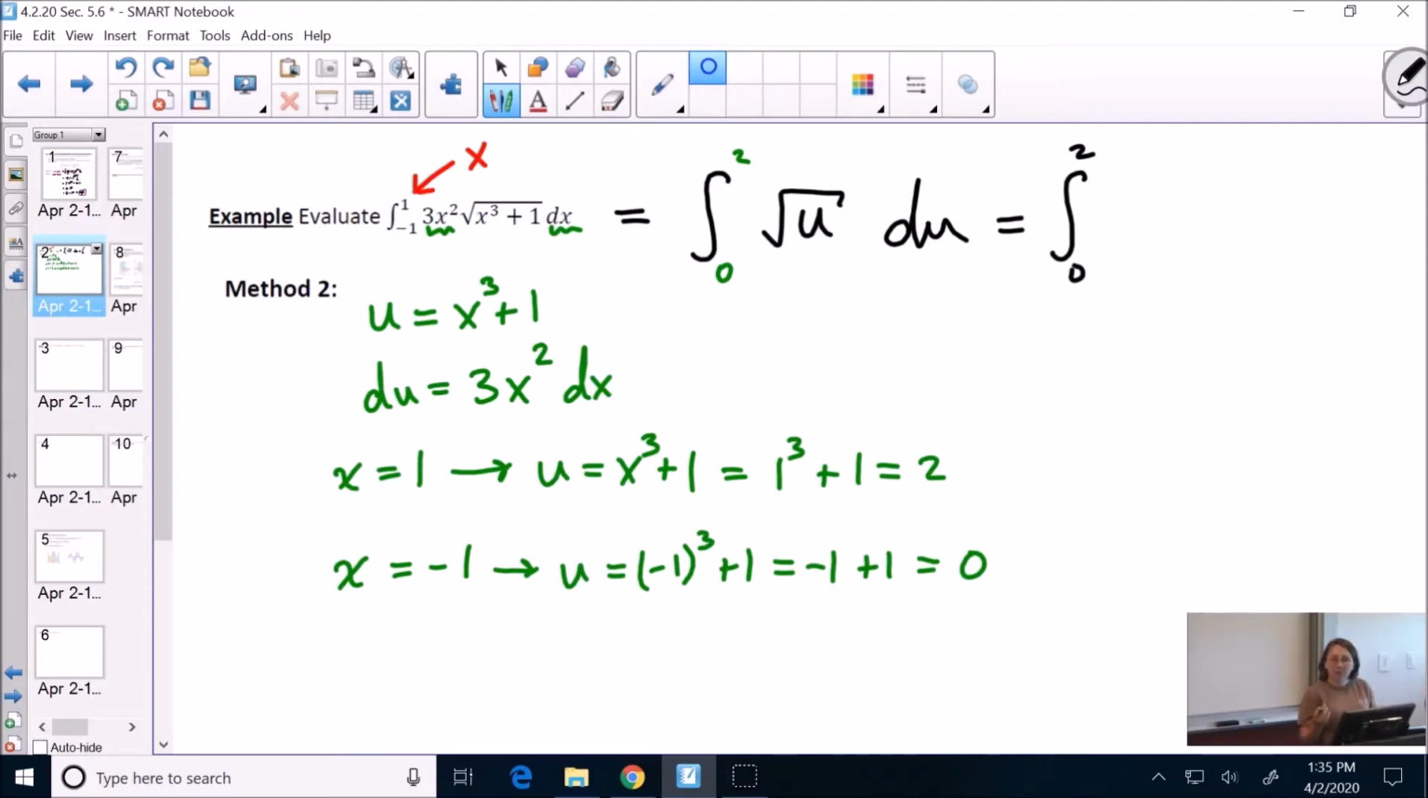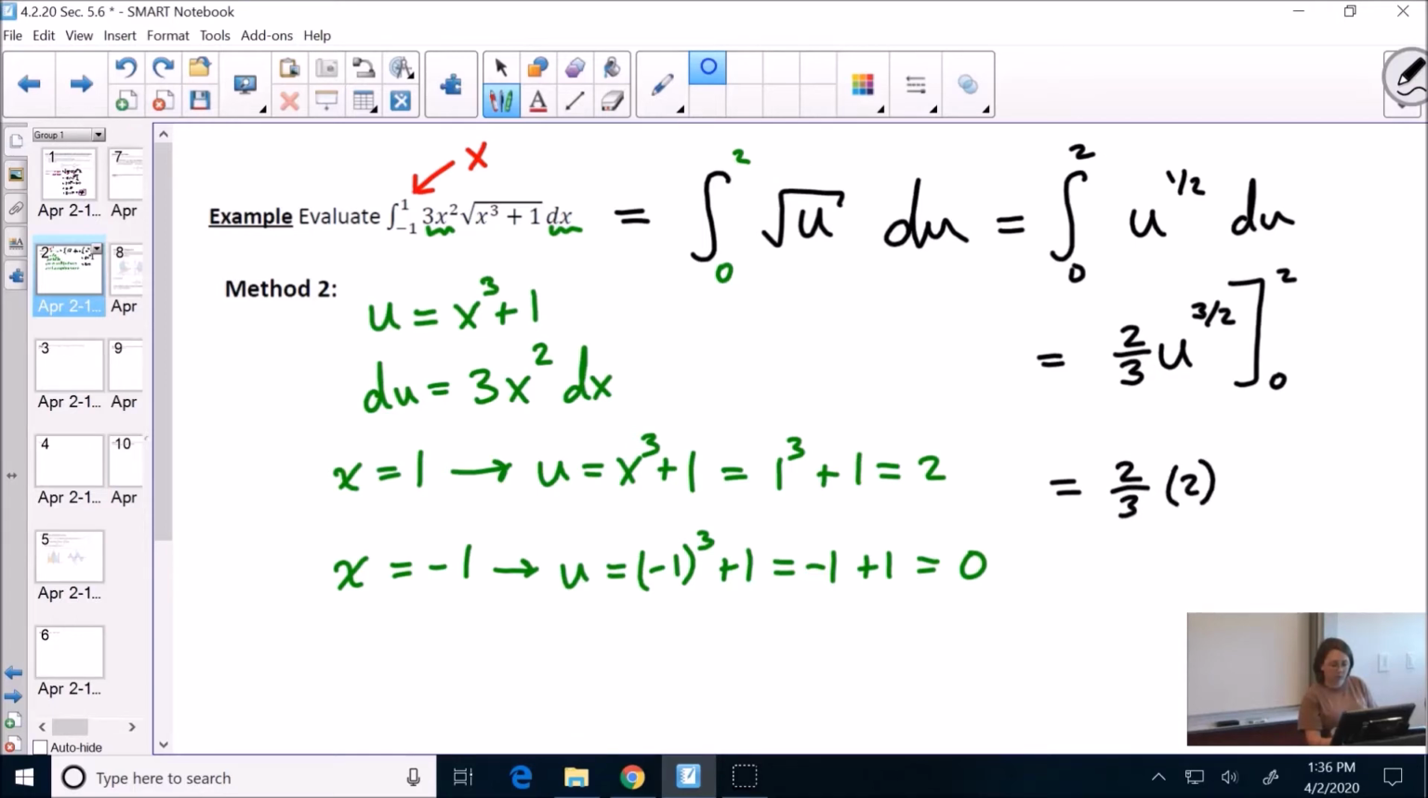Again, we don't like doing roots, so write it as a power. u to the 1/2 du. So we add 1, we get 3/2. Up front we put the reciprocal. Evaluate this from 0 to 2. So we plug in the top one first. So 2/3 times 2 to the 3/2 minus, if you plug in 0, it all zeroes out.